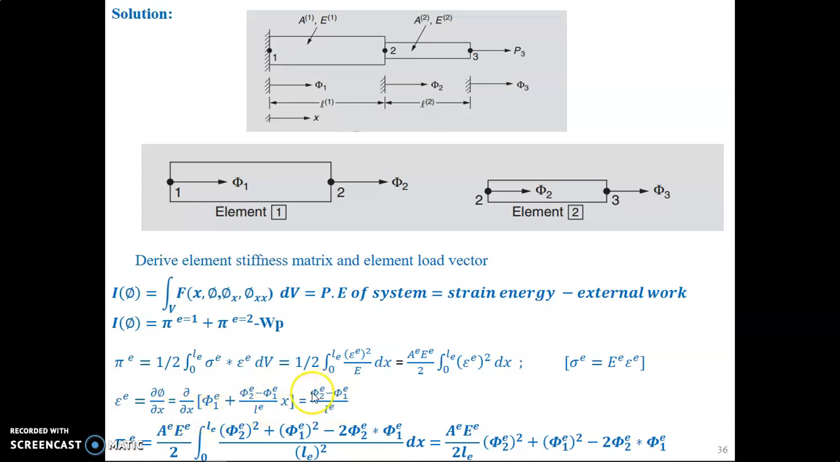So we will be getting constant strain within the element, which is equivalent to phi 2 minus phi 1, that is the displacement at node 2 minus displacement at node 1, divided by the length of the element. So we will be getting the potential energy of any element as an integral of the square of the strain. When we solve this integral, we will be getting the strain energy within an element as this function AE by 2L and then this factor.